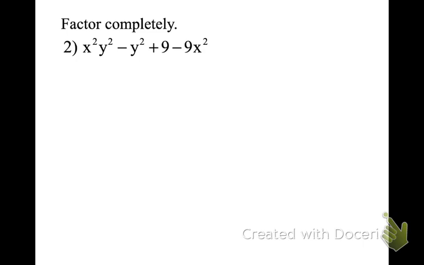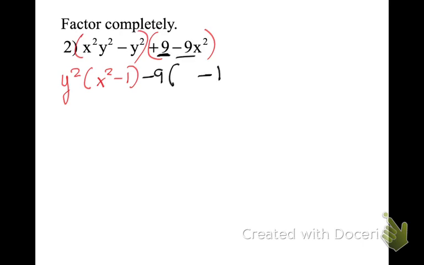All right. On the first one, what's the GCF? What can we pull out? y squared. And what's left? x squared minus 1. What can I pull out? 9. What kind of 9? -9. And then I end up with, when I divide this by -9, I get a -1. When I divide this by -9, I'm left with a positive x squared.